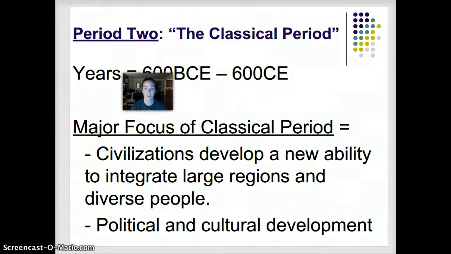All right, period 2 is the classical period, and it's going to last from 600 BCE to 600 CE. Its major focus is that civilizations develop a new ability to integrate large regions and diverse peoples. The classical civilizations are going to rise and expand, and they are going to encompass people from different areas, and the big focus is how do they integrate them into their larger civilizations. So we're going to look at Rome and Greece and India and China.